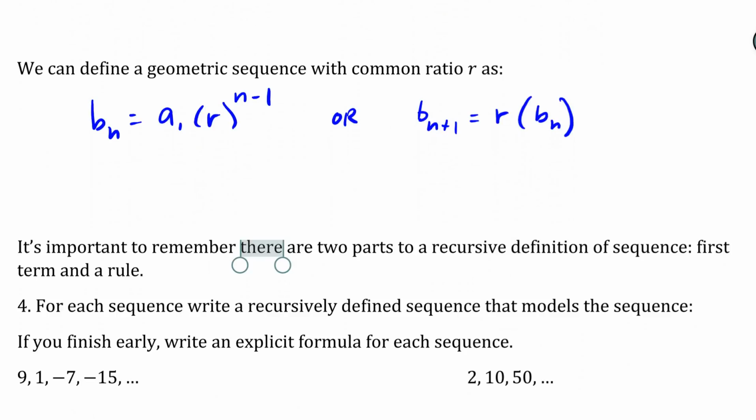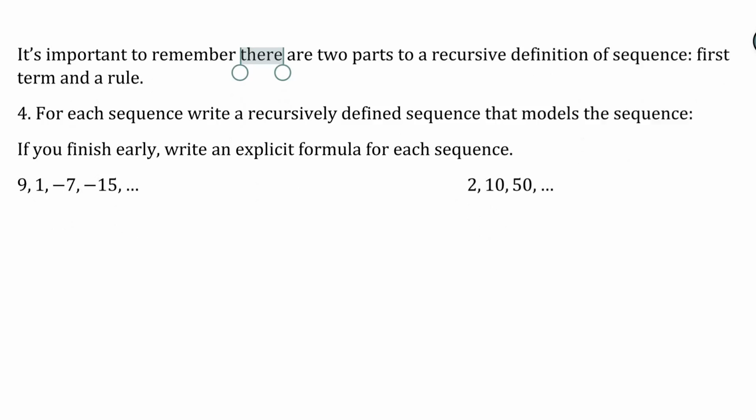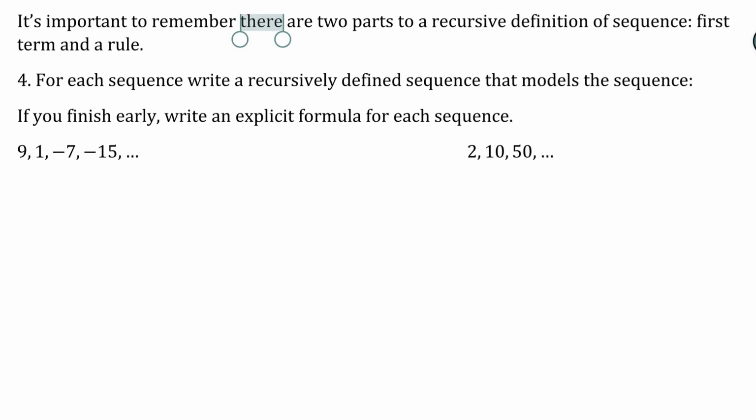So, let's use this information to answer some questions. It is important to remember that there are two parts to any recursive definition of a sequence. We need a first term and then we need a rule. So how do we get to the next value? Let's take a look at this first one. It gives us a sequence of 9, 1, -7, and -15. So we see that they have a common difference here of each time we're subtracting 8.